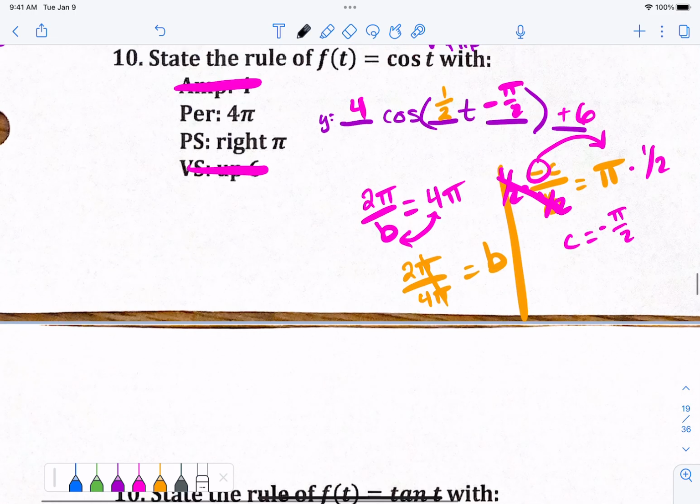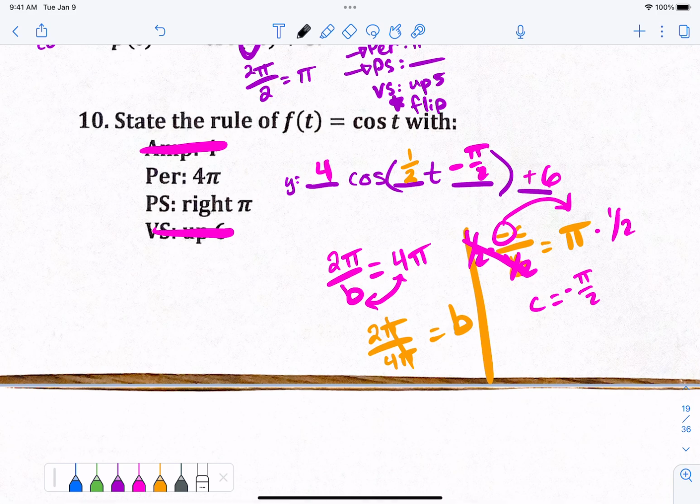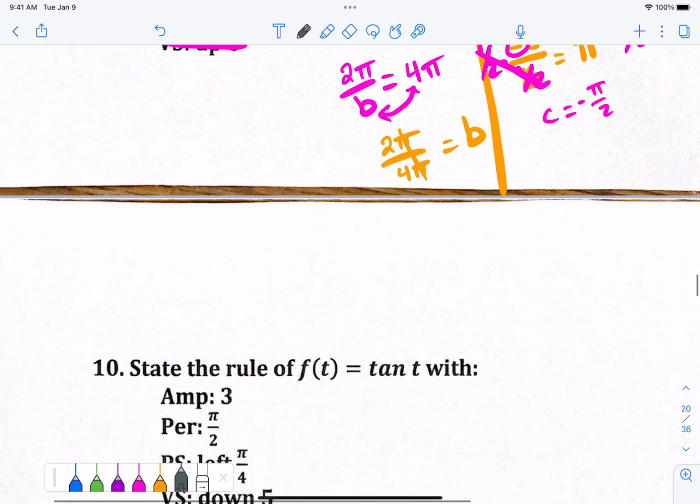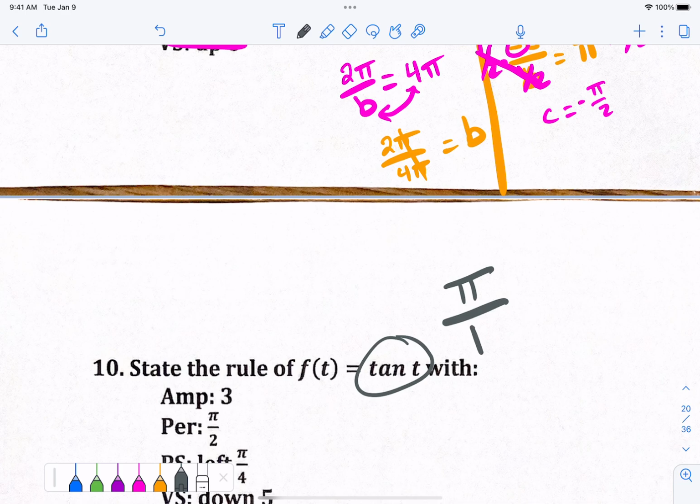All right, state the rule. This is tangent. This is the same as what we did on number 10 on the front side. Evidently there's two 10s. But this one was cosine and this one's tangent. You set up the formula exactly the same, but with one difference. What's the difference between cosine and tangent? The period. Instead of using 2 pi over b for the period, you use pi over b, right? So that changes things a little bit.